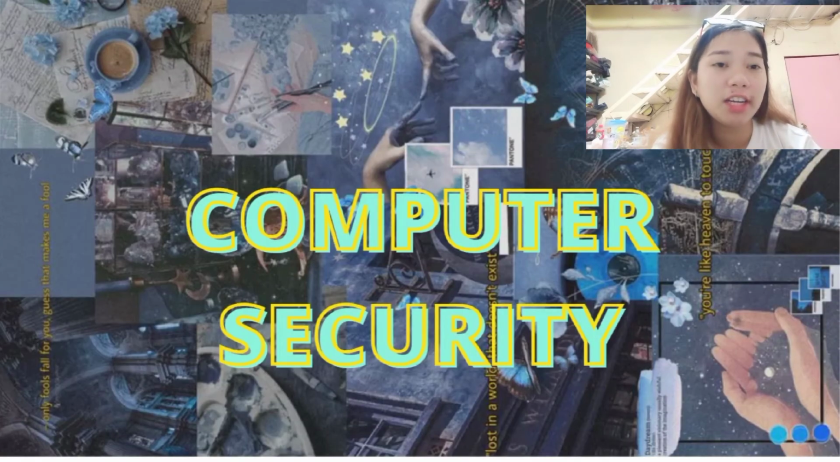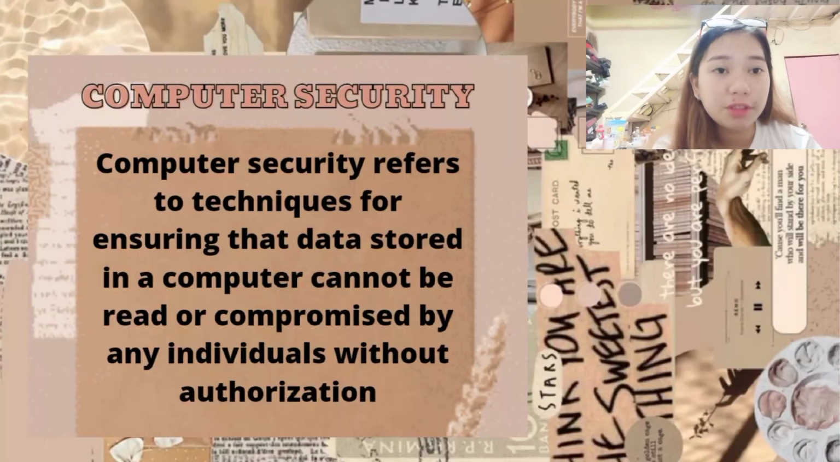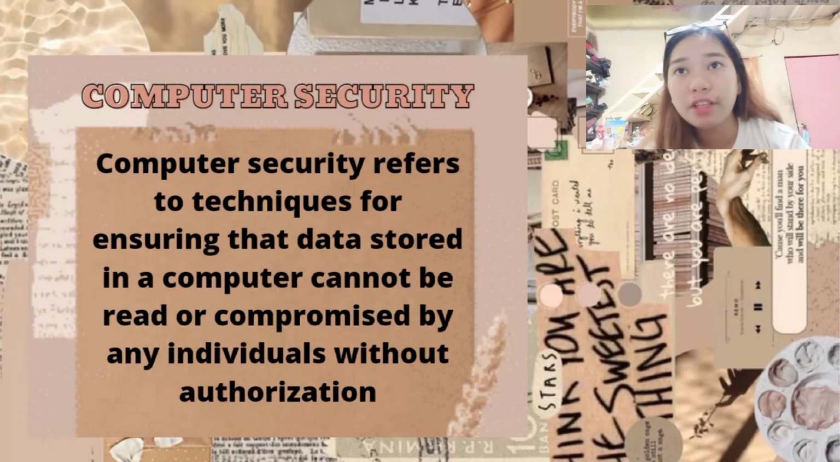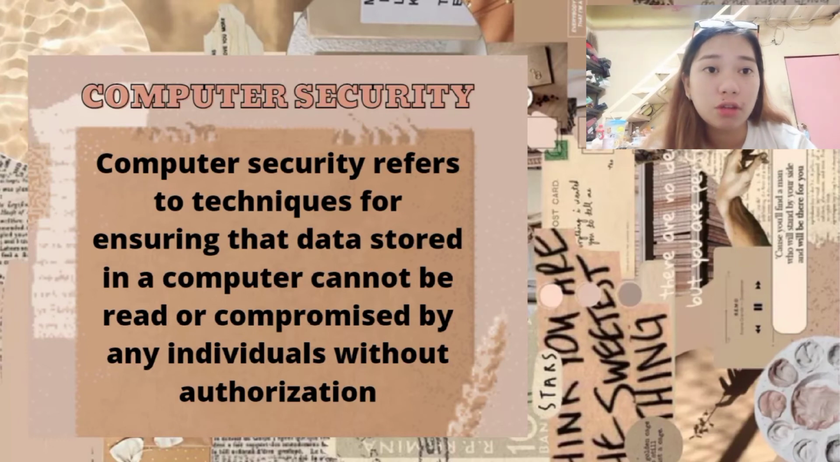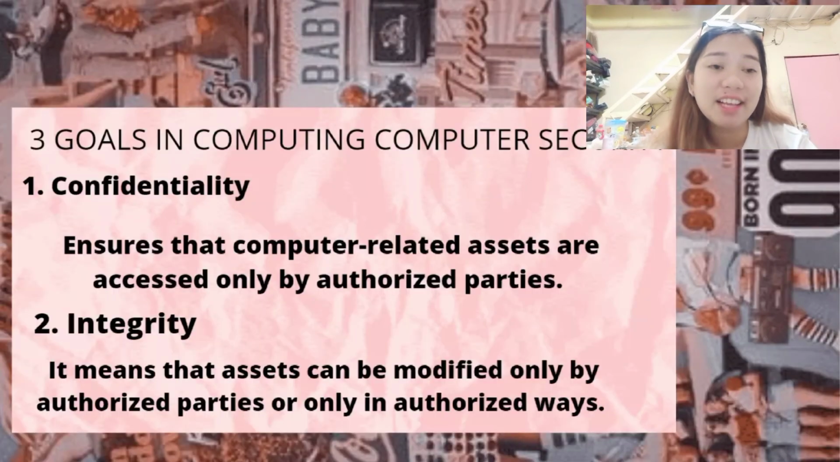And to our last topic, computer security. Computer security refers to techniques for ensuring that data stored in a computer cannot be read or compromised by any individual without authorization. Computer security involves the protection of software, data, hardware, and other components associated with the computer from theft or damage. There are three goals in computer security.